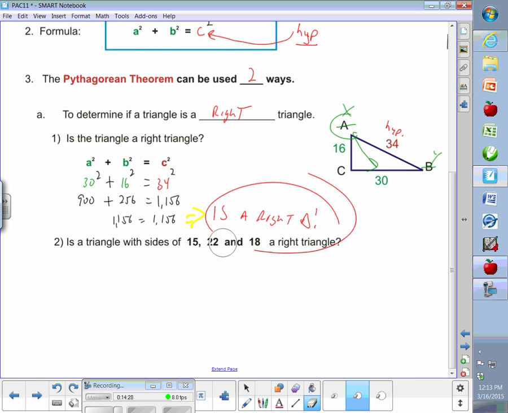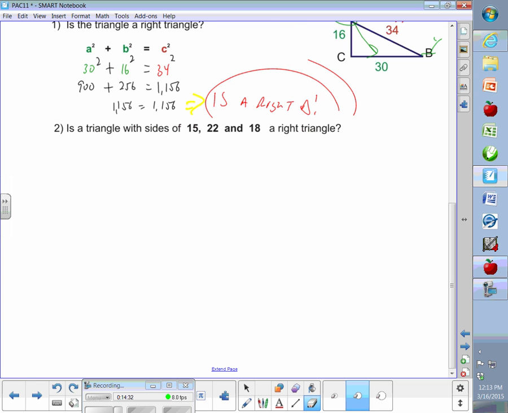Now, sometimes they won't show you the triangle. Oh, no. And we got to verify, is a triangle with these three sides a right triangle? Somebody raise their hand and tell me how I'd start this problem. Jordan? Got to put the formula. Start with the formula. A squared plus B squared equals C squared. Also helps you to memorize the formula. You do need to memorize it.